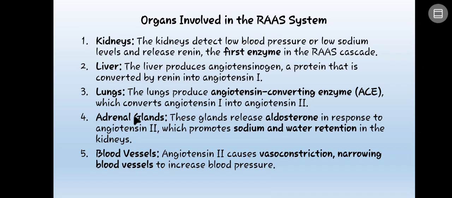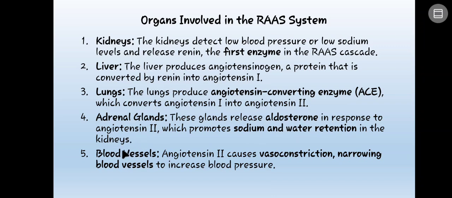Now, with the adrenal glands, this is what happens. The adrenal glands release aldosterone in response to angiotensin 2. Once angiotensin 2 is produced, it is a potent vasoconstrictor, and it also stimulates the adrenal glands to produce aldosterone. And this aldosterone acts on the renal tubules to ensure sodium and water retention in the kidneys.